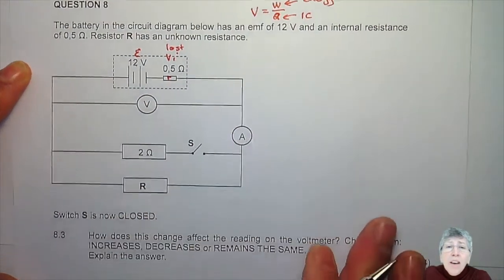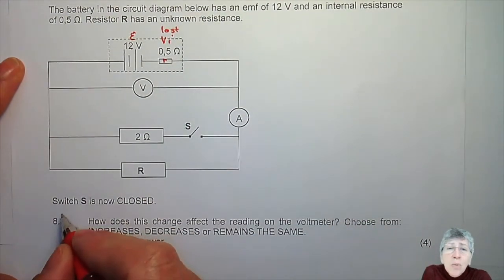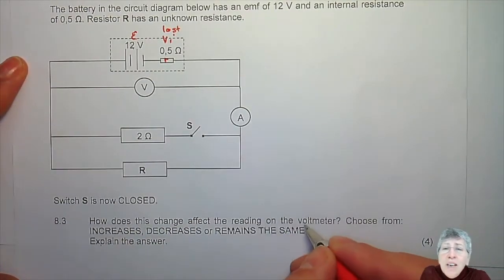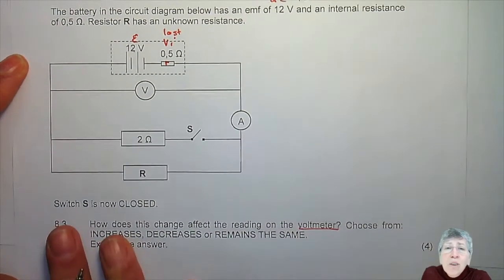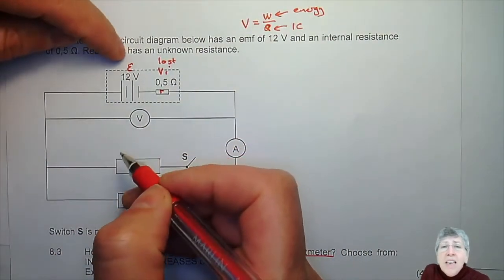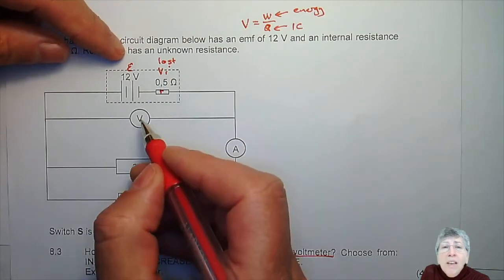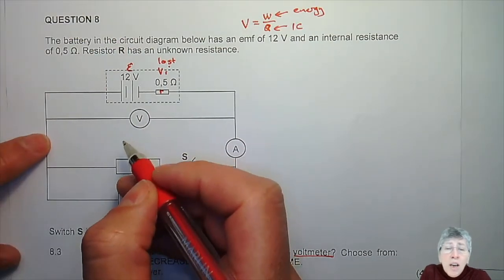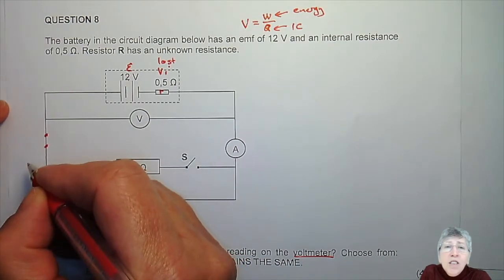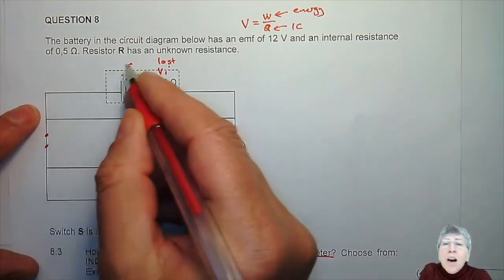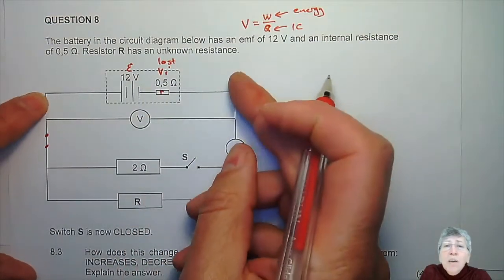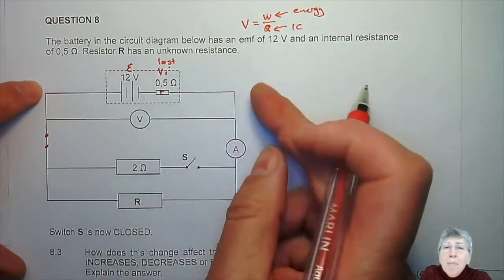So now when they ask us the question, they tell us switch S is now closed. How does this change affect the reading on the voltmeter? Now let's look at that voltmeter. That voltmeter, what does it read? It does not read the EMF at the moment. When will it read the EMF? When the switch, if there was a switch over here and that switch was open and I opened that switch, it would have meant no current flowing. And if there's no current flowing, then this voltmeter would just read the EMF.